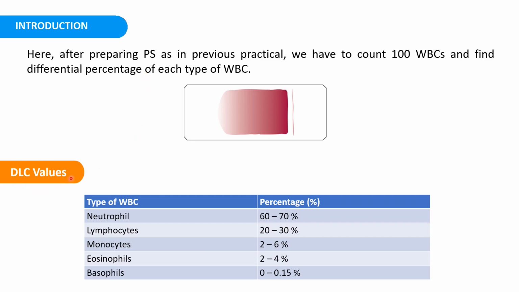For normal DLC values, neutrophils are usually 60 to 70%. That means out of 100 WBCs, 60 to 70 will be neutrophils. Out of 100 WBCs, 20 to 30 will be lymphocytes. Out of 100, 2 to 6 will be monocytes and 2 to 4% will be eosinophils, while basophils are usually 0 or in very rare cases 1 or 2. So that is why it is 0 to 0.15 percent. This is the distribution of WBCs in a normal person.